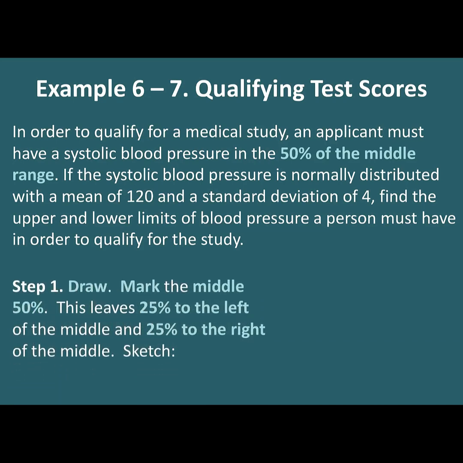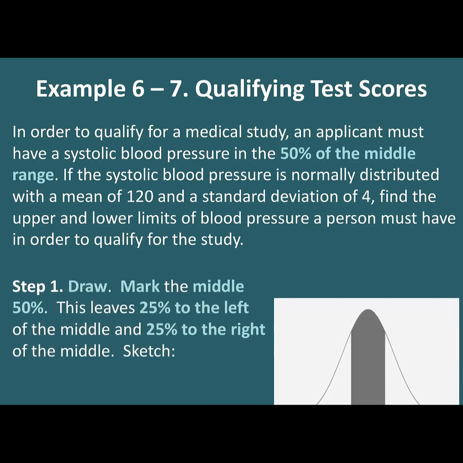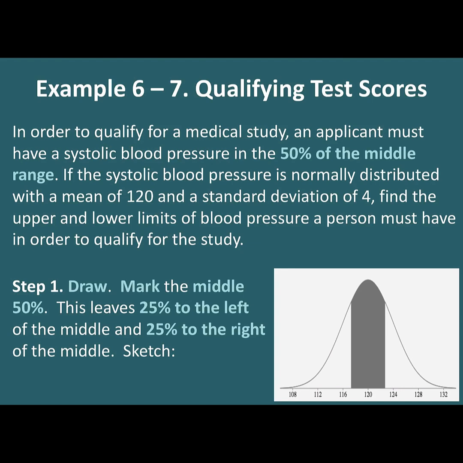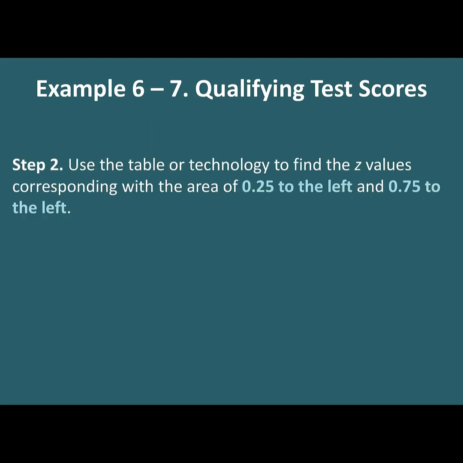Once again, our first step will be to draw. Mark the middle 50%. This will leave 25% to the left of the middle and 25% to the right of the middle. Let's go ahead and use the table or technology to find the z-values that correspond with the area of 0.25 to the left and 0.75 to the left.